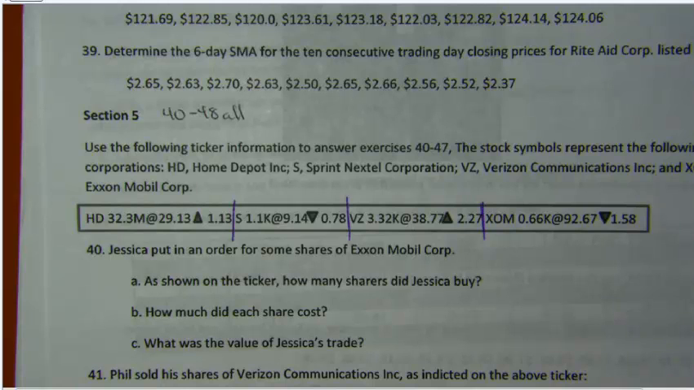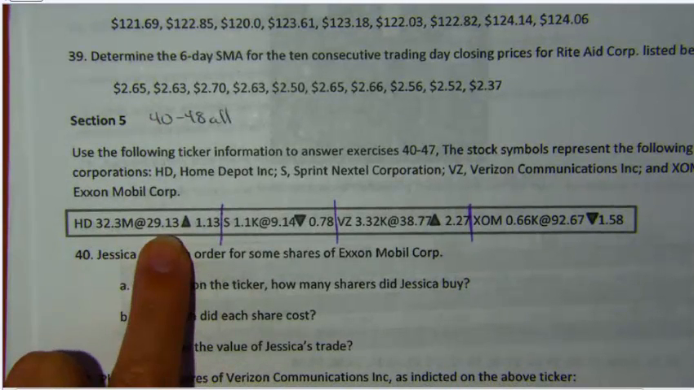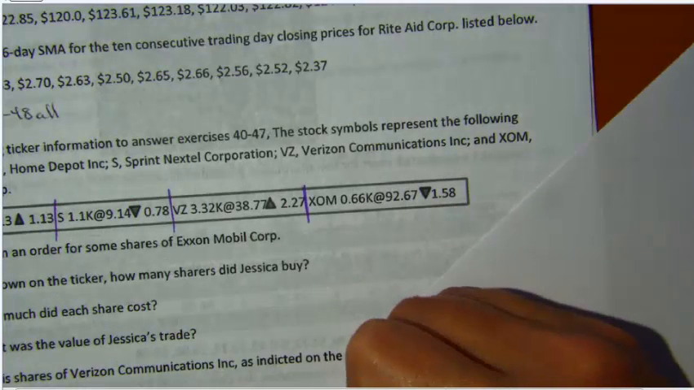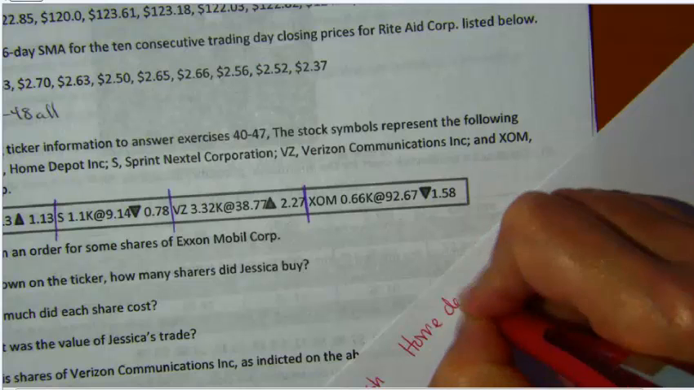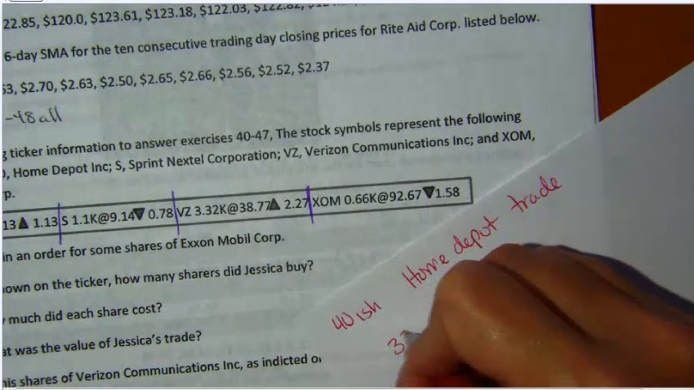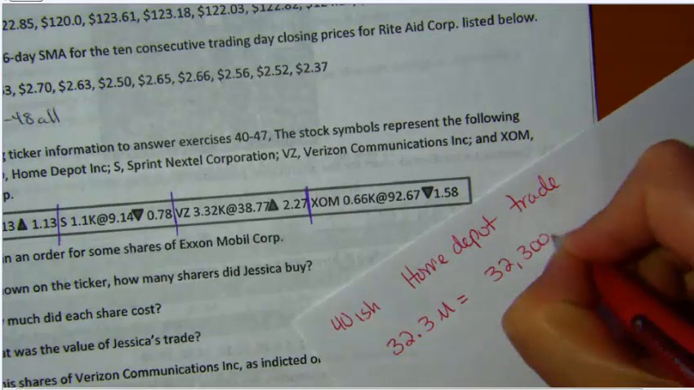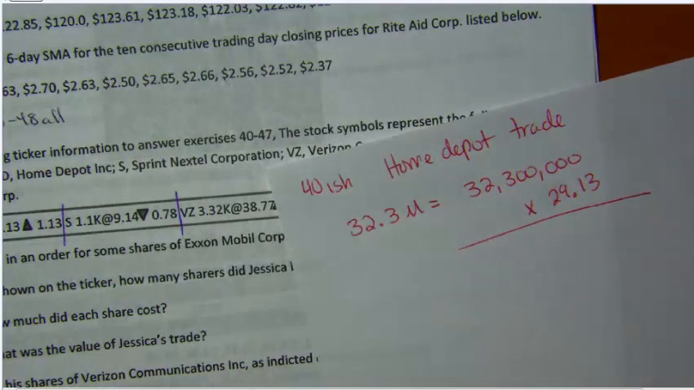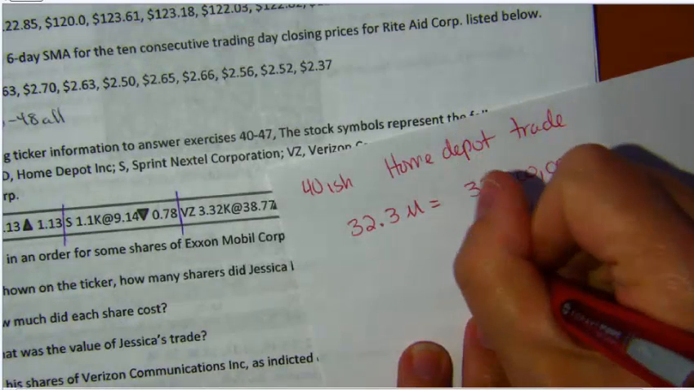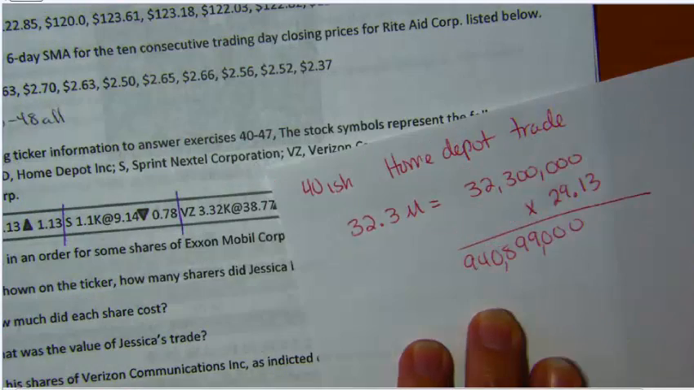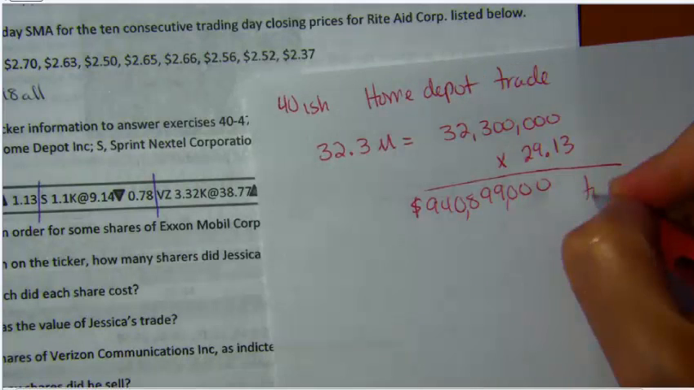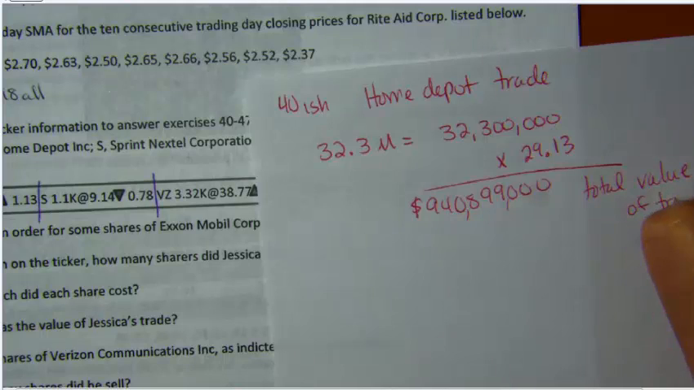The total value of the trade would be the number of shares times the price. So the total value of that Home Depot trade, so we have 32.3 million. That's that number right there at $29.13 each. So the value of that trade right there was $940,899,000. So somebody had a lot of money.